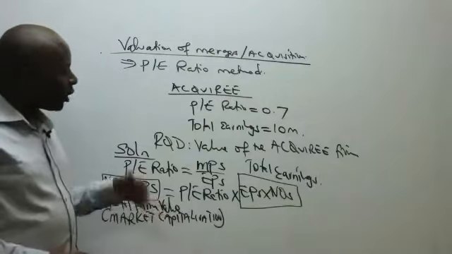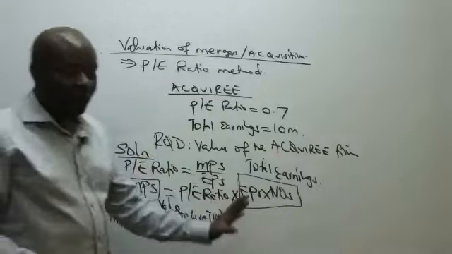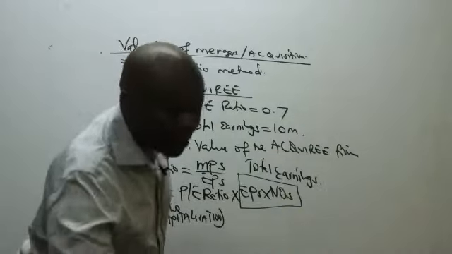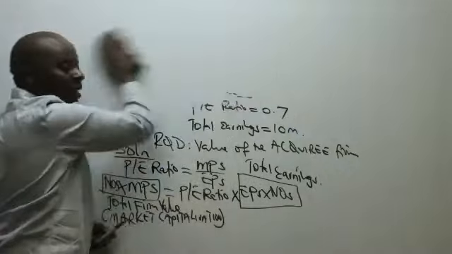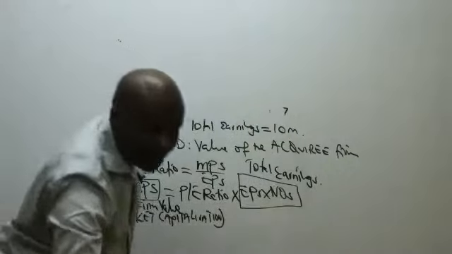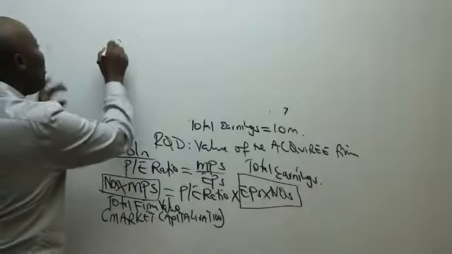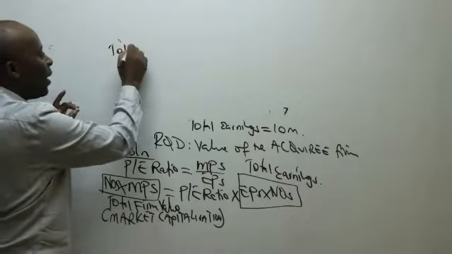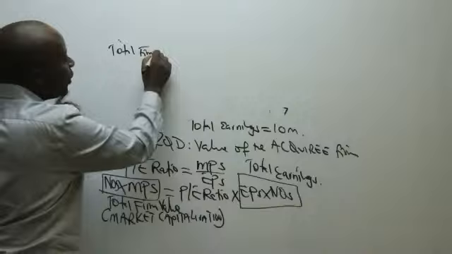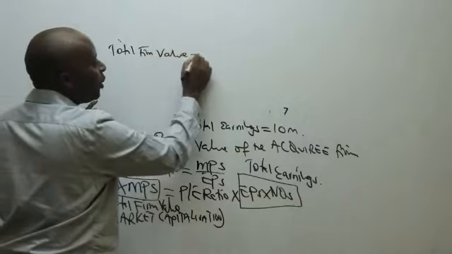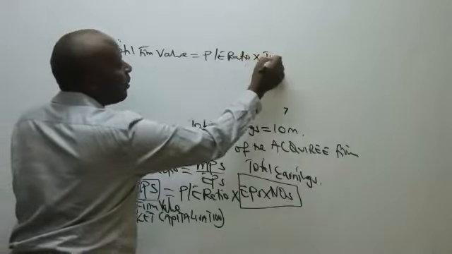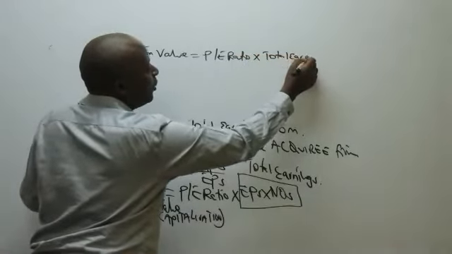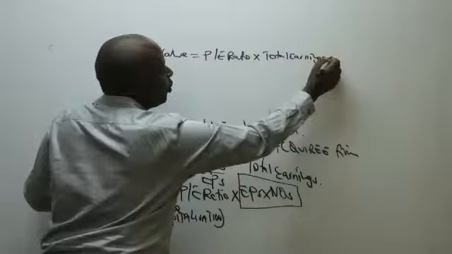So in short, what are we saying? Nobody will tell you to derive these. What I'm saying, ladies and gentlemen, is quite a simple thing: anytime you want to get the total firm value, you'll be taking the PE ratio that you have times the total earnings of the firm. Just that, total earnings of the firm.